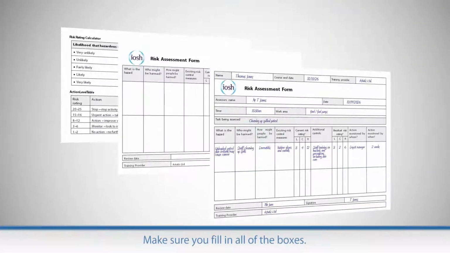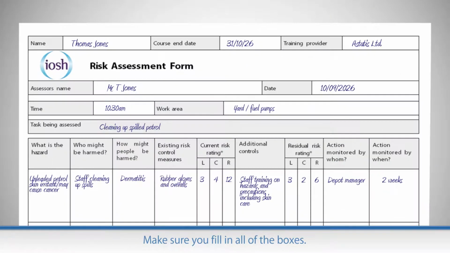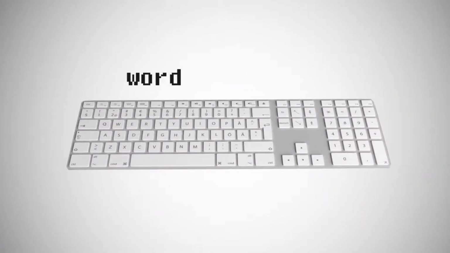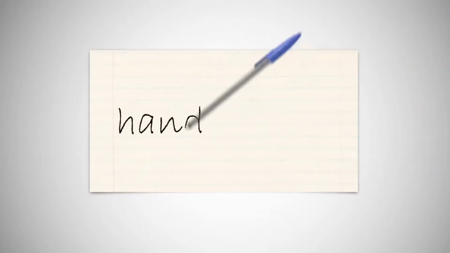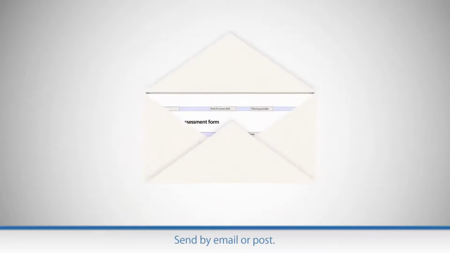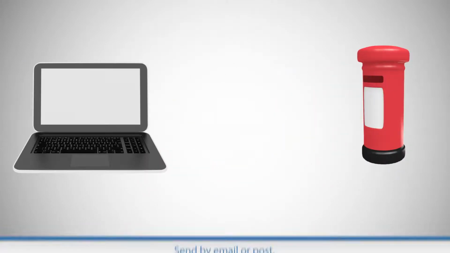Once you have completed the paperwork, go back and make sure you have filled in all of the boxes to ensure you don't lose any marks. The Workplace Assessment Project can be word processed or handwritten. You can send your Workplace Assessment Project to us by email or by post.